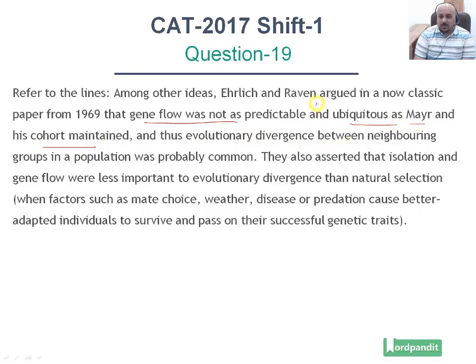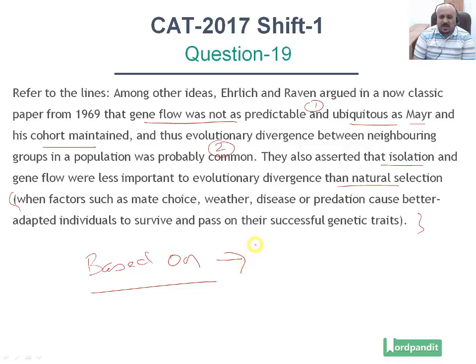Evolutionary divergence, so this is point number one. Evolutionary divergence between neighboring groups and a population was probably common. Point number two, they also asserted that isolation and gene flow were less important to evolutionary divergence than natural selection. And then he mentions the factors of natural selection. Now if you look at Ehrlich's and Raven's argument, what is it based on? If you ask a question to yourself, what is this argument? I will label it as E and R's argument. What is it based on?